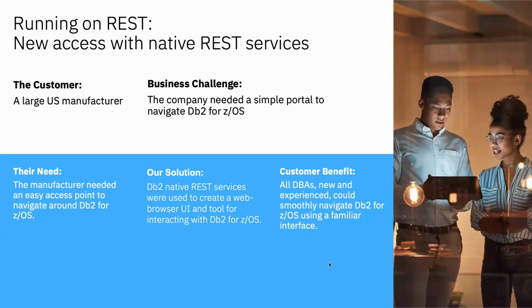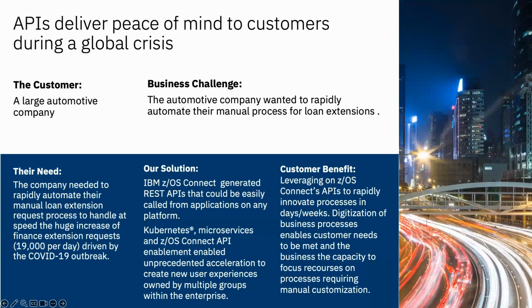And then there's one more example as well. This was using zOS Connect. So this was a large automotive company. And basically, what happened was during COVID, the pandemic, this company all of a sudden started getting tons and tons of loan extension requests because customers weren't working. A lot of people needed extensions on their loan.